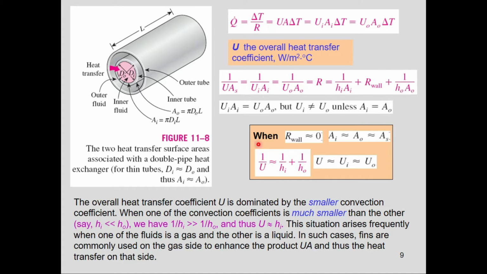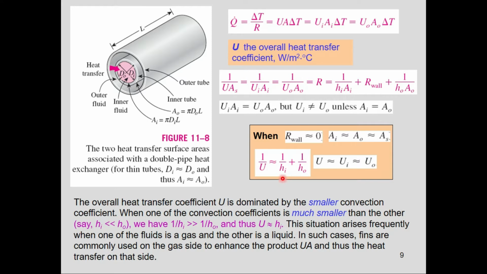And we are just assuming that the overall heat transfer coefficient is nearly equal to the combination of the heat transfer coefficient for the inner fluid and the heat transfer coefficient for the outer fluid. Here one thing is very important, which I will explain in a bit. The overall heat transfer coefficient U is dominated by the smaller convection coefficient. This is the convection coefficient for the inner fluid, and this is the convection coefficient for the outer fluid, right?